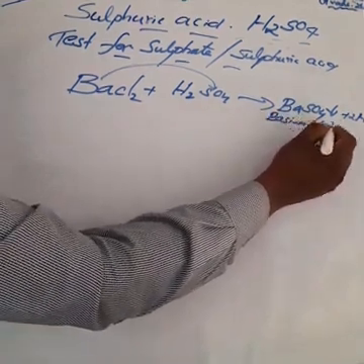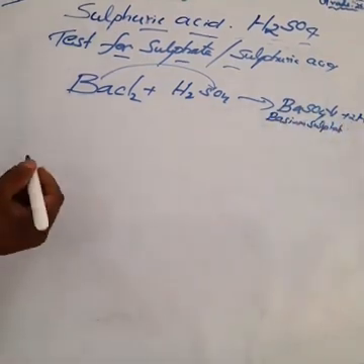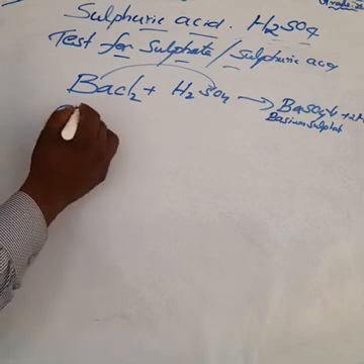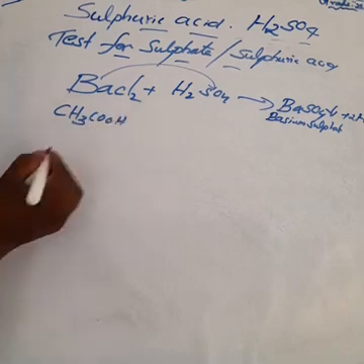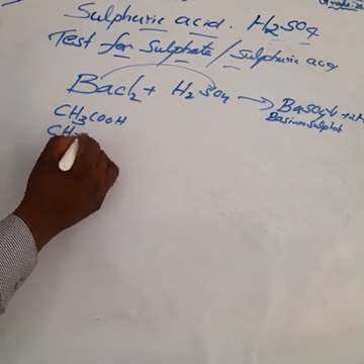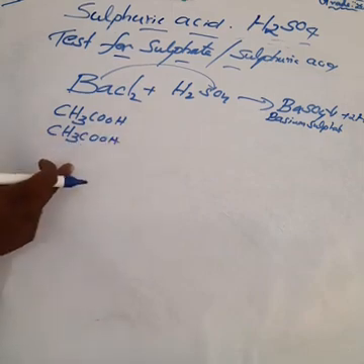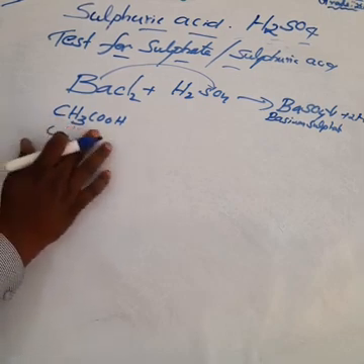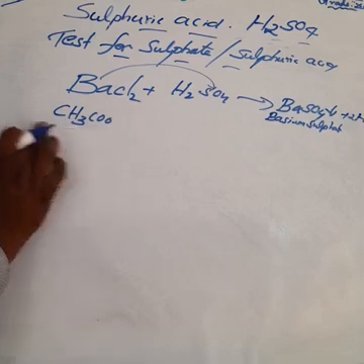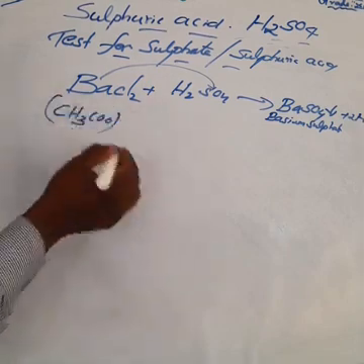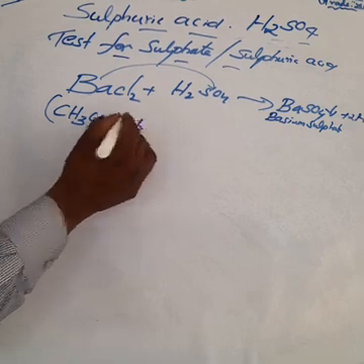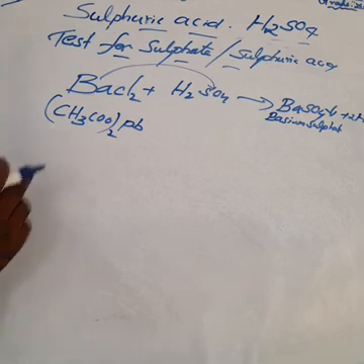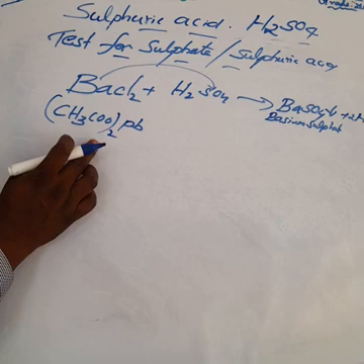Next, one more again: lead acetate. What is the formula for acetic acid? CH3COOH. Am I right? This is acetic acid, otherwise we can say ethanoic acid. Taking 2 moles of acetic acid, I am removing the 2 hydrogens and adding 1 Pb. That can be written as (CH3COO)2Pb, lead acetate.